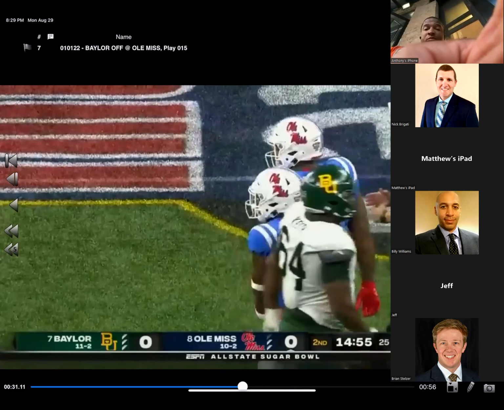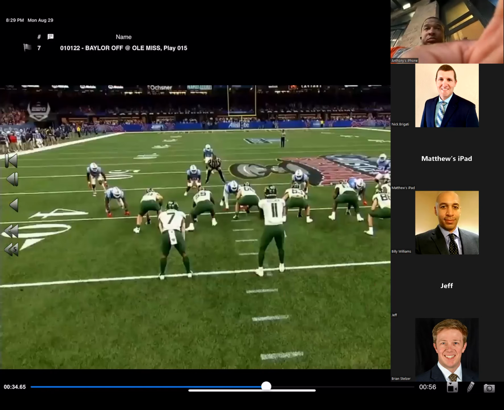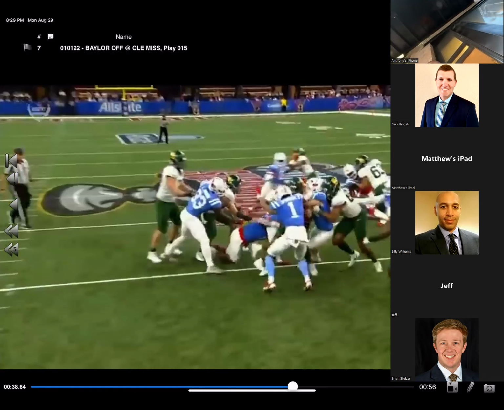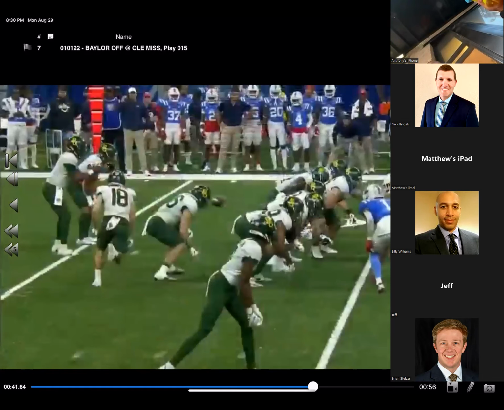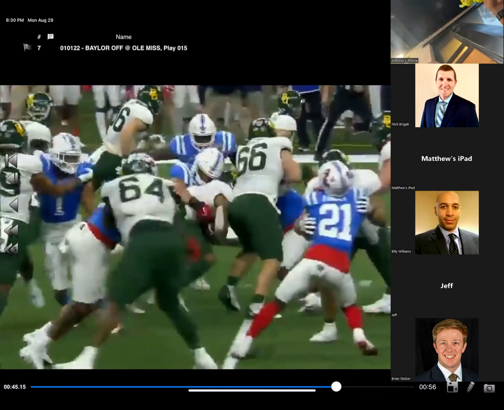So this is a 4th down play. The transfer from Maryland. And just a great job by Ole Miss's defense. Chance Campbell, who's been such a steady force there in the middle of this defense, makes the play and turns Baylor away on 4th down in their own territory.